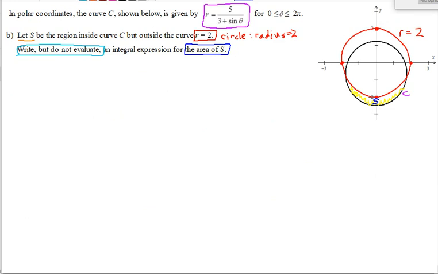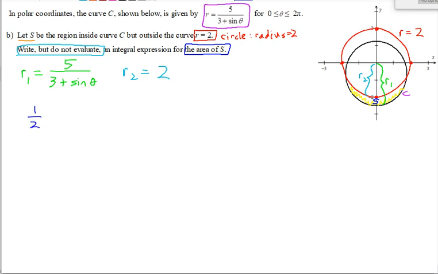Okay. So r1, again, in polar coordinates, the radii always start at the origin. So r1 in this region is the one further away, which you can see is curve C. So r1 is 5/3 plus sine theta. And r2 is the inner radius, the one we're going to subtract. So right there, r2, which is our circle. So r2 is just equal to 2. And then we're just setting this one up. So on the outside we've got 1/2.